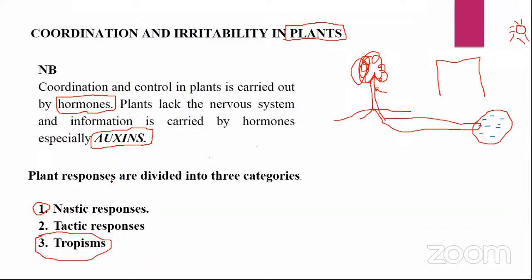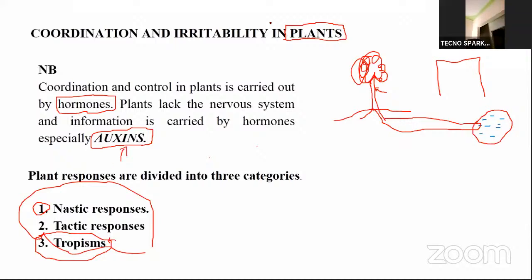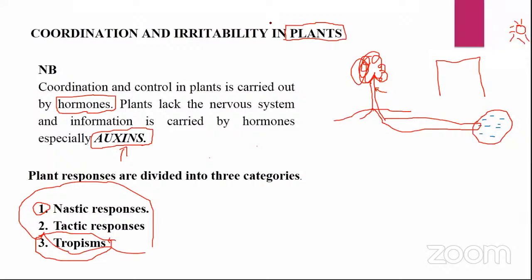So I'm still giving you a summary of this topic that we have been introduced to: nastic responses, tactic responses, and tropism. Next time we shall understand more of these responses and look at auxins in detail. Unless you have any question, I would like to end the lesson now. Do you have any question before I end the class?